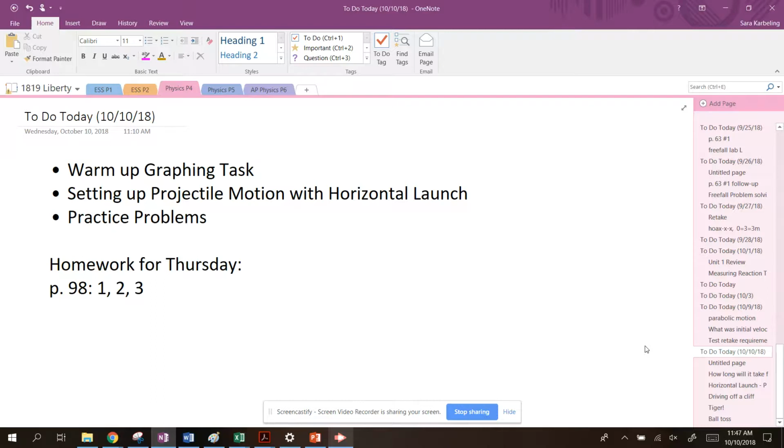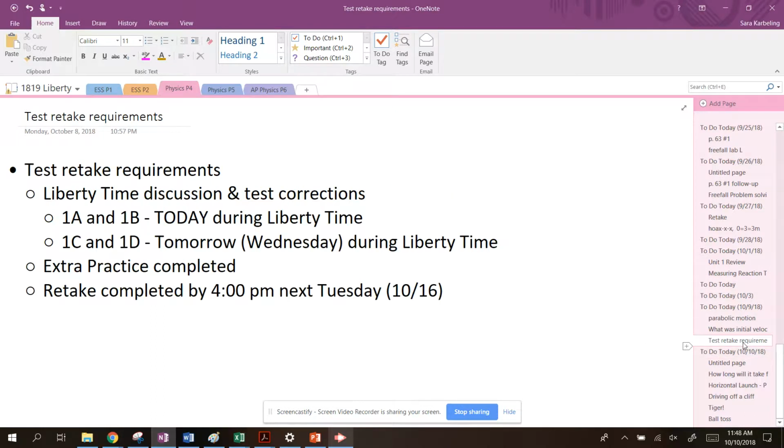I need to write you a pass, so make sure that you get that before you go today, or come visit me right before Liberty Time if you need a pass, and we'll go over that. And just a reminder that we are going to retake those tests by Tuesday.